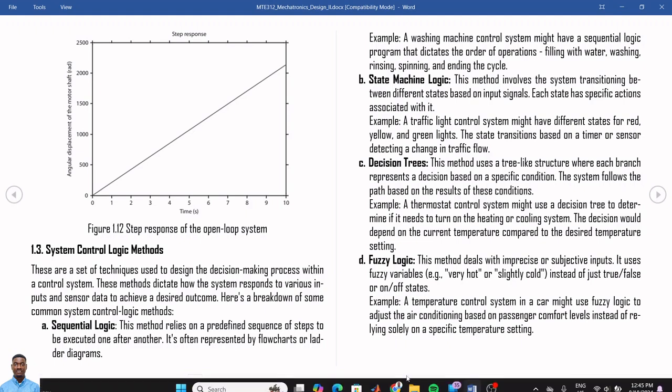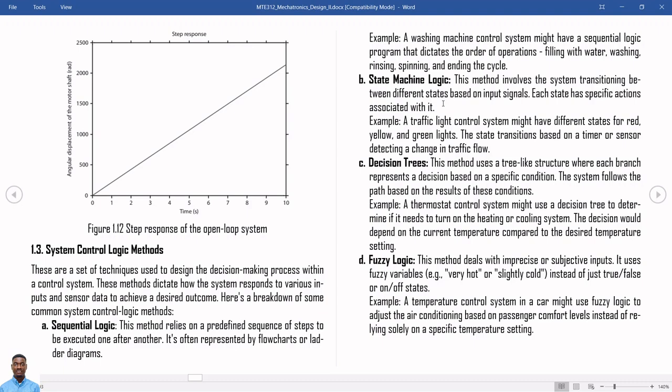Then we also have the state machine logic. Think of it like a traffic light control system, whereby you have green, red, and yellow. Your green is a state, your yellow is a state, your red is a state, and each of these states has different actions attached to it. For your red, that means stop. Your yellow means ready, while your green means go. So this state machine logic method involves the system transitioning between different states based on input signals, and each of these states, like I said, has associated actions.